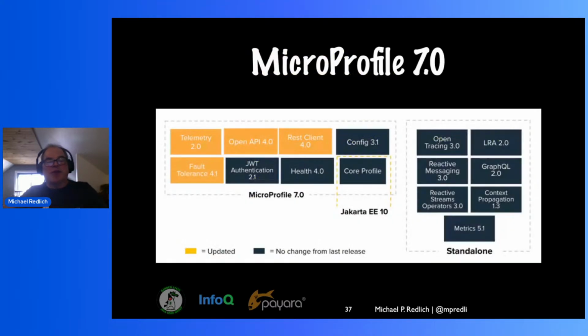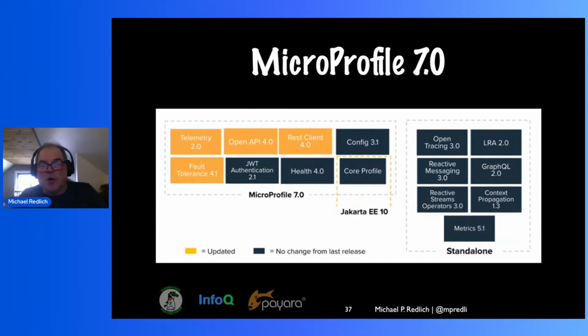All right, just a refresher for anybody: MicroProfile 7 just came out at the end of last year. You can see the updated specs are in orange, and the other ones have not been updated. It's still using Jakarta EE 10 for the core profile, right? And then there are the standalone specs. For those of you who are very familiar with MicroProfile, you may have noticed the metrics spec is now standalone. That's been taken over by telemetry, because telemetry not only provides the tracing, but metrics as well.